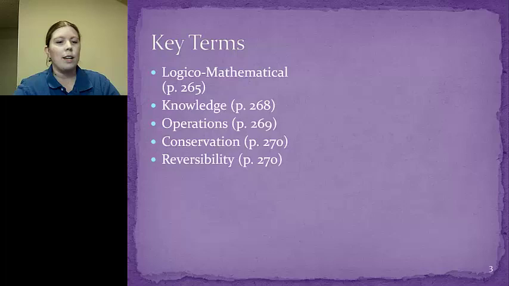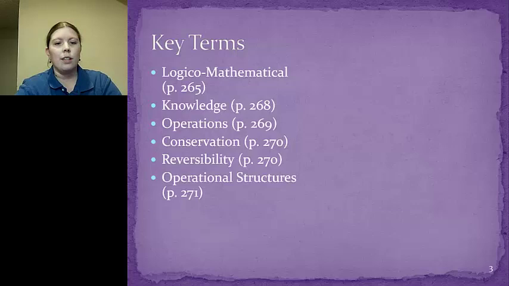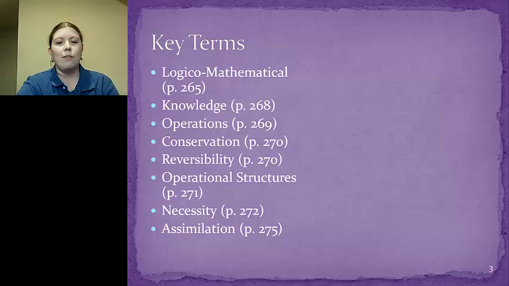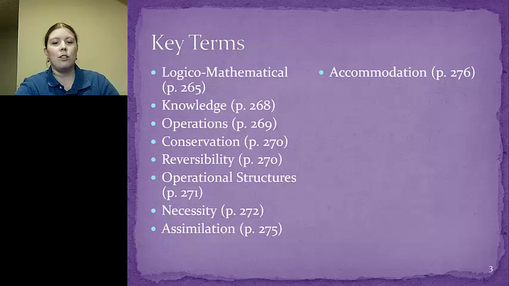Operational structures are the levels of development that require multiple reorganizations of prior thinking over months and years. Necessity occurs when the child realizes that certain things he or she knows are true must also be true. Assimilation is the process by which information from the environment is integrated with the subject's cognition. Accommodation is the adjustment of internal cognitive structures from outside stimuli, or the modification of internal cognitive structures that takes place when the thinking is reorganized.